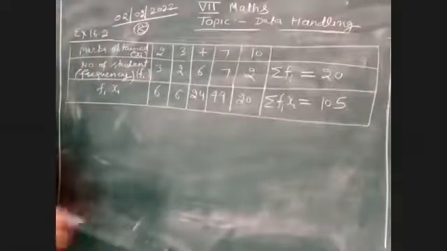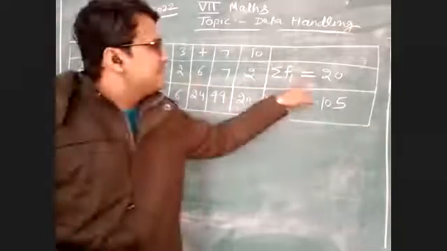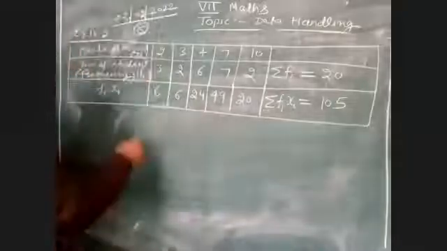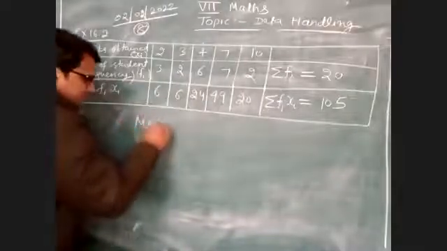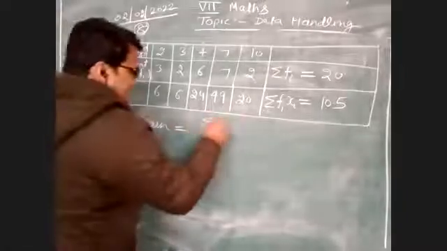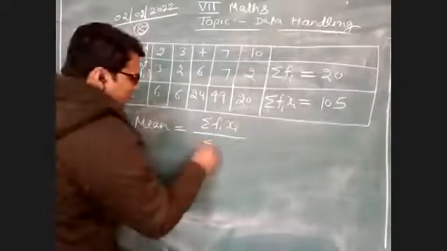This is the last question. So this is fi and xi. Summation fi will become 20 and summation of fi xi will become 105. Now what is the formula to calculate the mean? To calculate the mean, you have to write in this way: summation fi xi divided by summation fi.